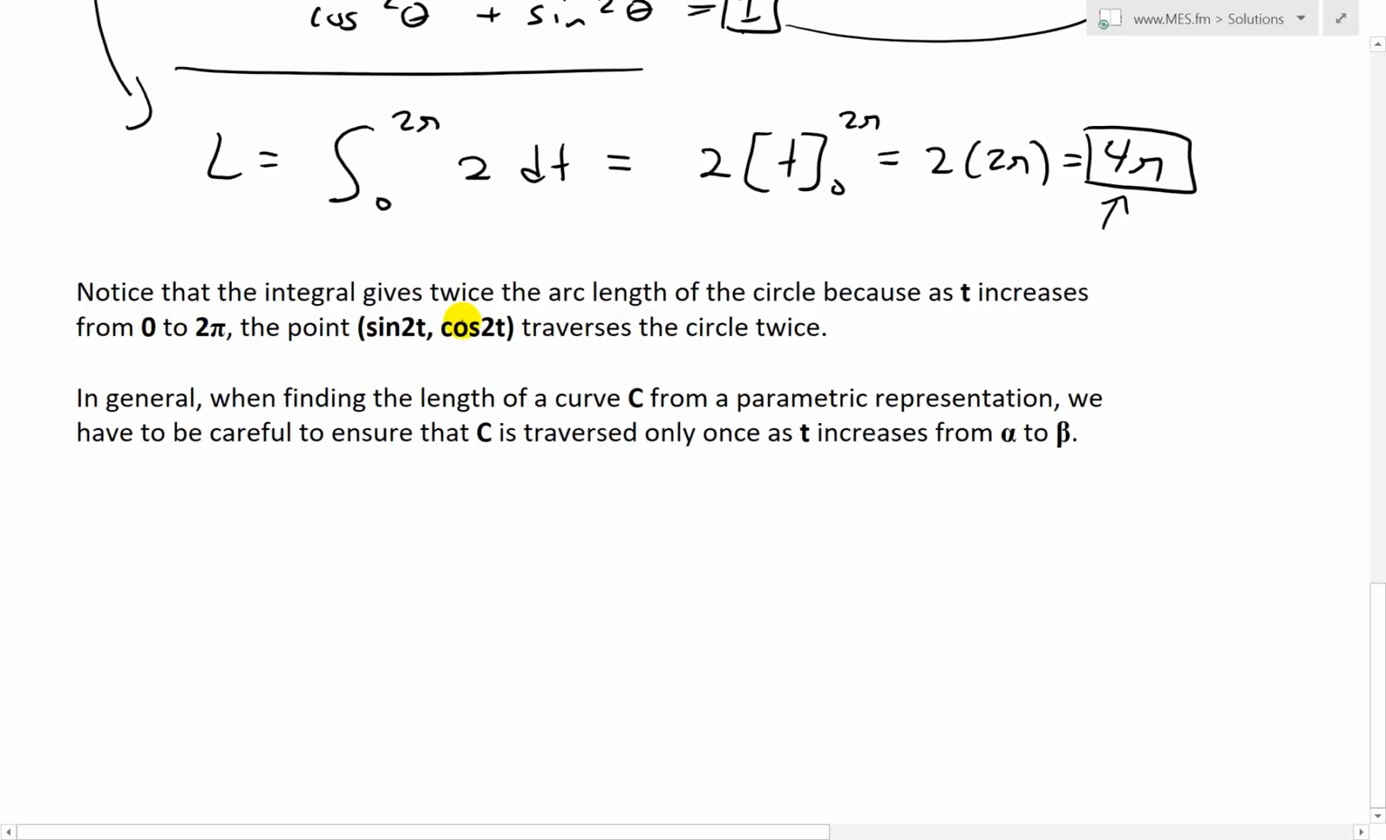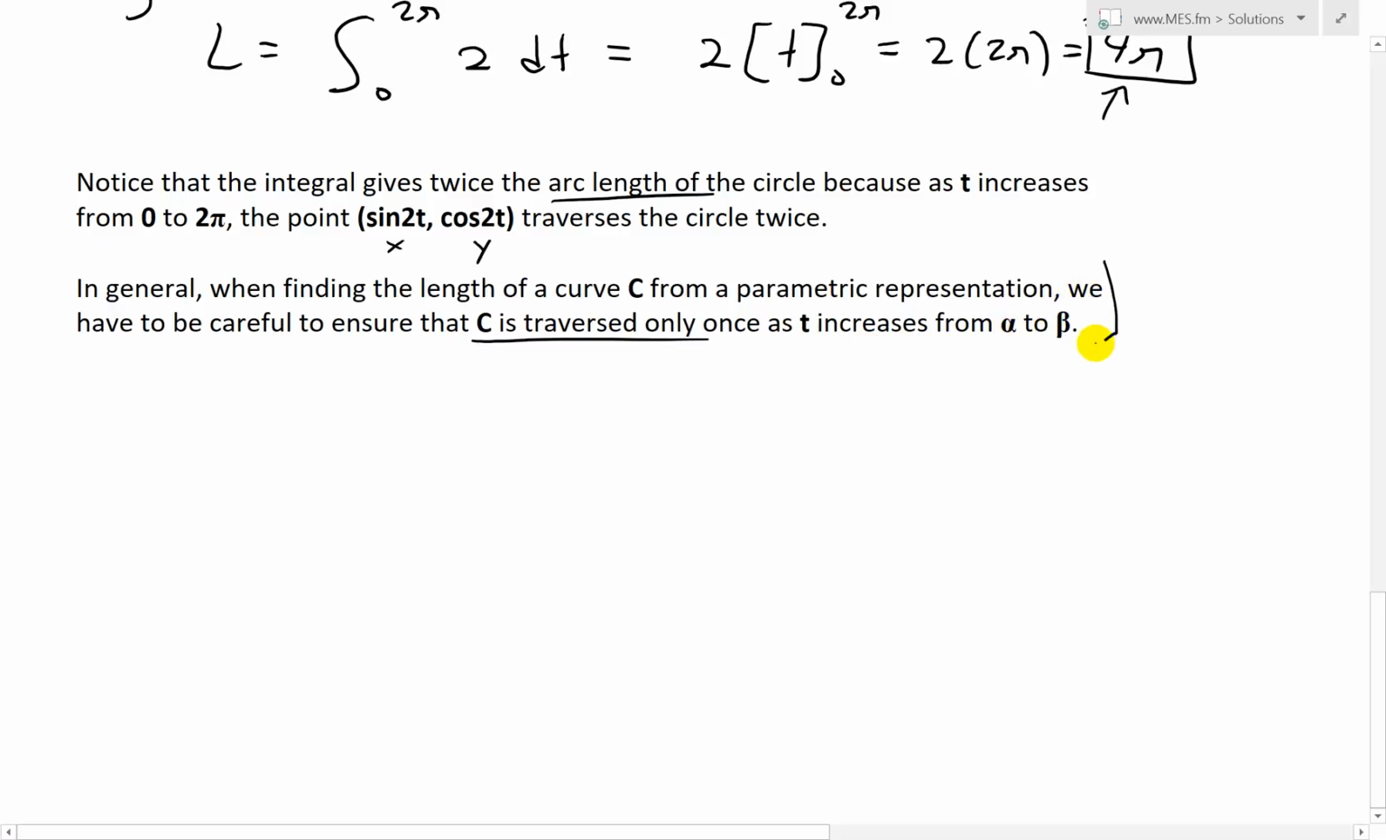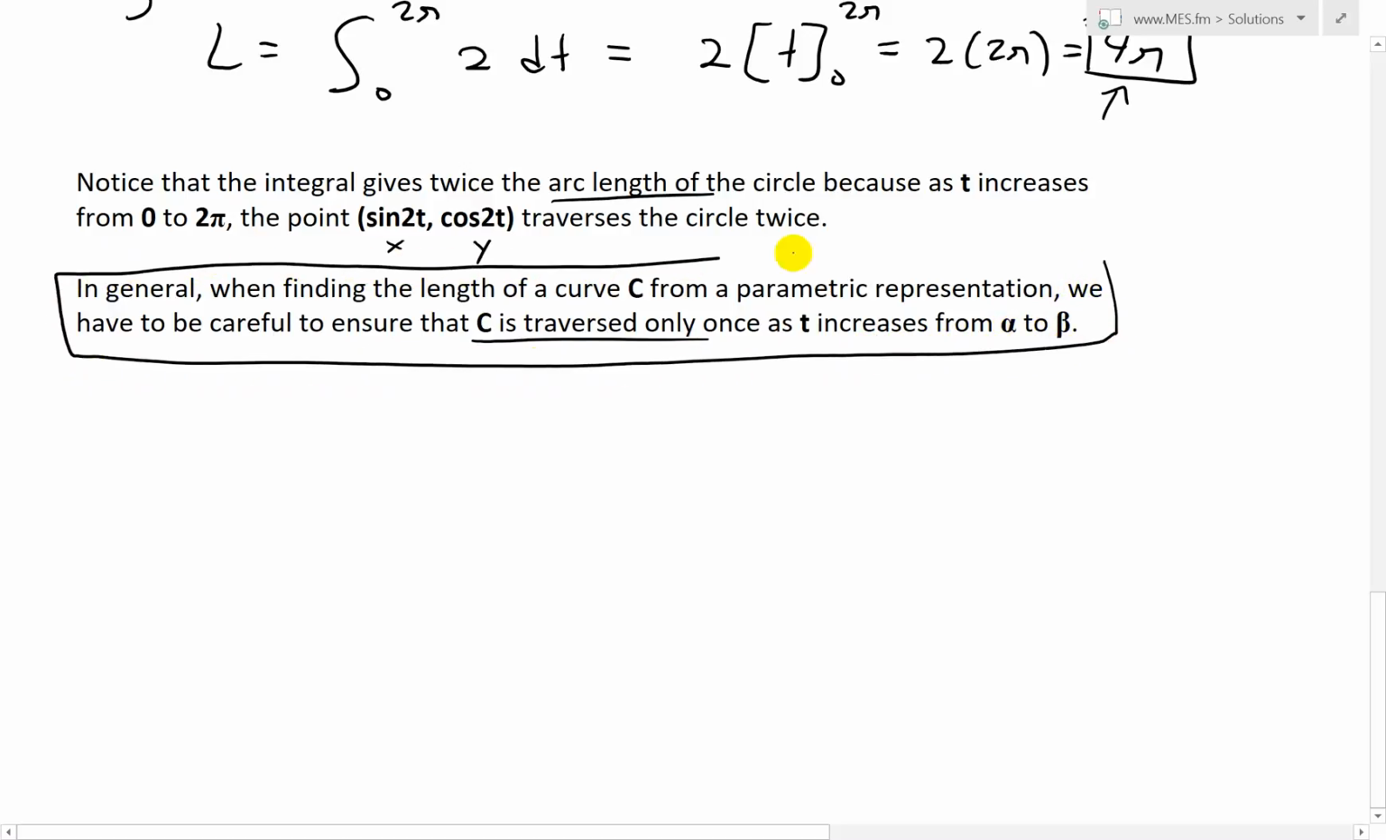And again, notice that the integral gives twice the arc length of the circle, because as t increases from 0 to 2 pi, the point sine 2t, cos 2t, these are just the x and y variables, traverses the circle twice. Again, I've done this in my earlier video, and I'll put the link in the description below. In general, when finding the length of a curve C from a parametric representation, we have to be careful to ensure that C is traversed only once as t increases from alpha to beta. Otherwise, we'll get a distance that's more than it actually is, because it's rotating about multiple times.